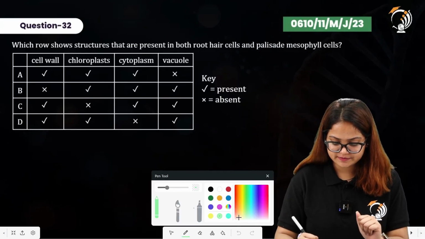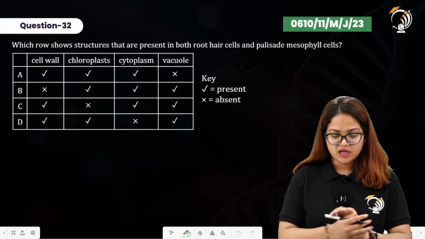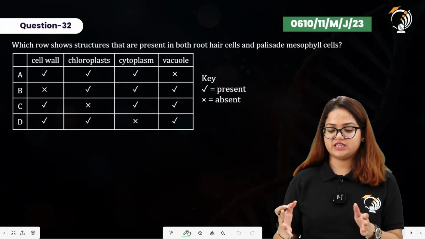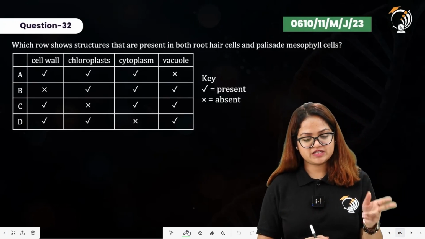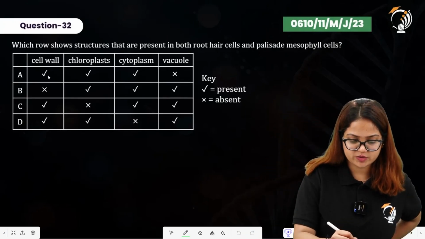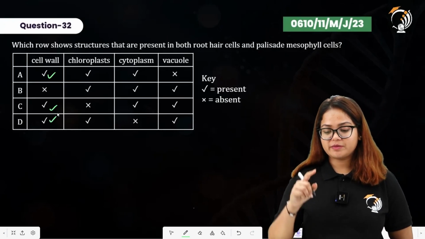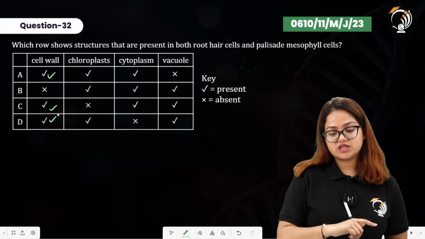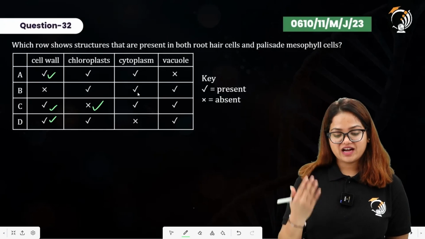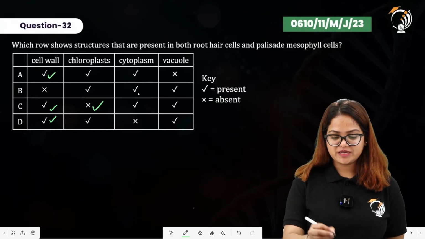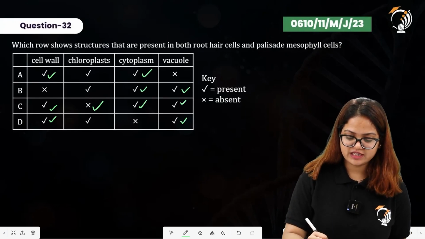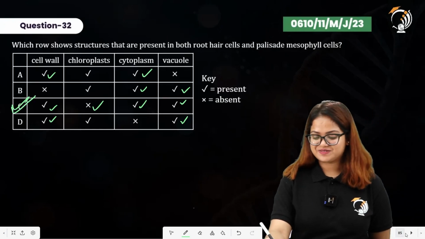Question number 32 says, which row shows cell structures that are present in both root hair cell and palisade mesophyll cell? So talking about the cell wall, it will be present in root hair cell, it will be present in palisade mesophyll cell. Both of these cells are a type of plant cell, so this should be a tick. The chloroplast will be present in palisade mesophyll cell only and not in the root hair cell. This should be a cross. We clearly got the answer, but we will still continue with the other cell structures as well. So cytoplasm will be present in both of these cells. Vacuole will be present in both of these cells. Option C provides us with the right answer.